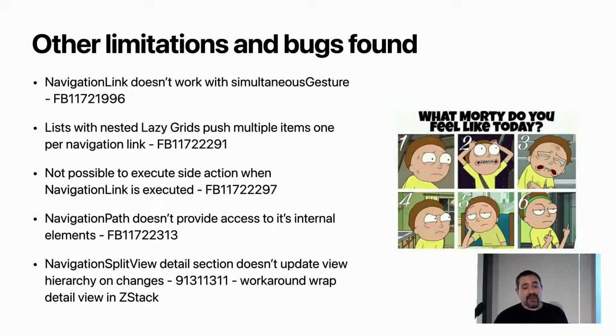Then what else? Yeah, the navigation split view detail. This is a publicly acknowledged bug, and I hit that one fairly quickly. When you try to change stuff, in a lot of cases, it completely ignores the updates on the detail. So what ended up working for me is wrapping the detail into a ZStack and using a UUID as an ID for some of the elements.